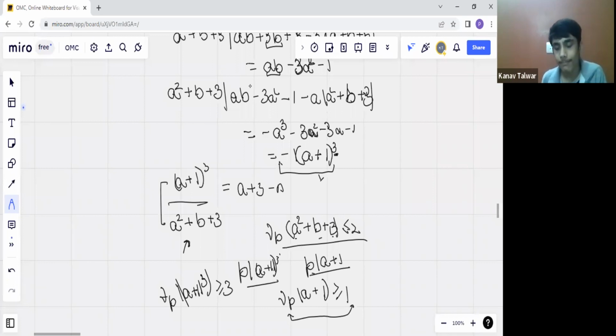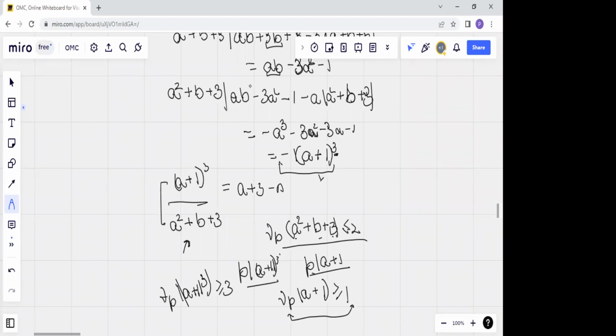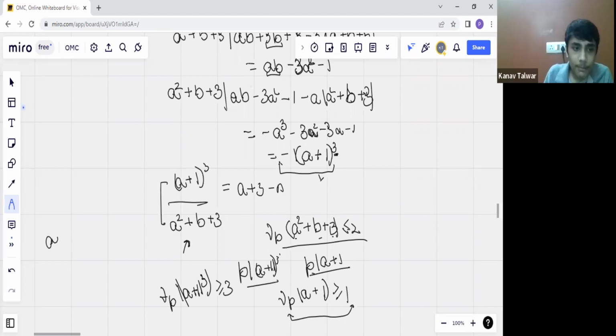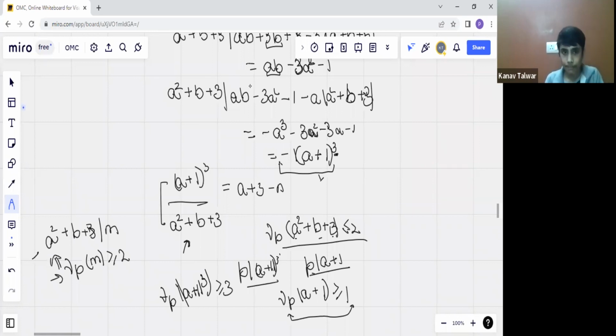Is this part clear? Yeah. And so, for a square plus b plus 3 to divide a particular number, say if a square plus b plus 3 divides some number m, if we can ensure that for every prime p that divides a square plus b plus 3, vp of m is at least 2, that would suffice, this implies this. Is this clear? This is for all primes that divide a square plus b plus 3.